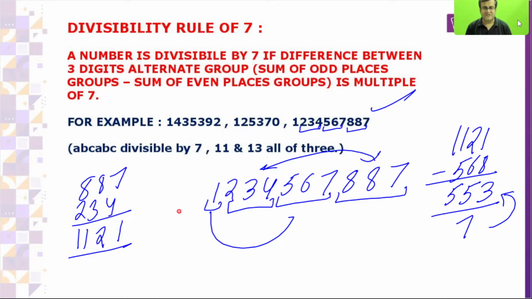One thing I will tell you: for divisibility of 11 and 13, I know the approach, but it is a very lengthy approach for 11, and very lengthy for 13 as well. It was lengthy for 7 as well, but I have given you an idea. Okay.